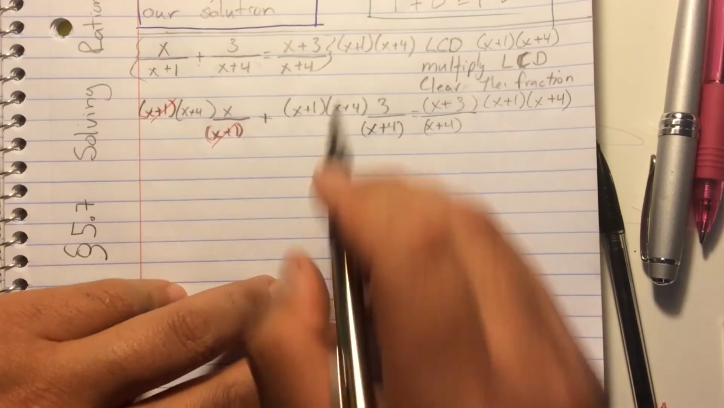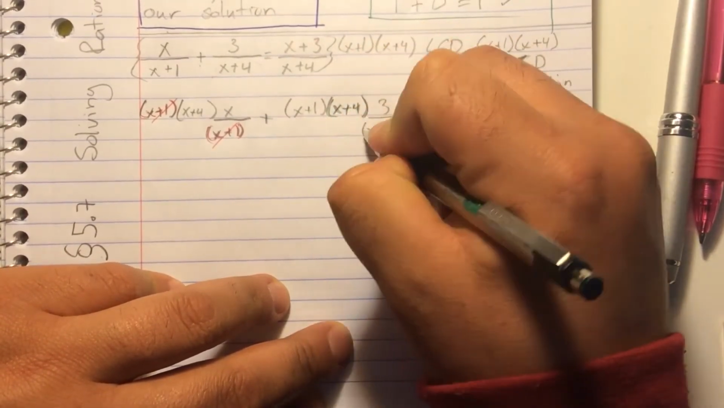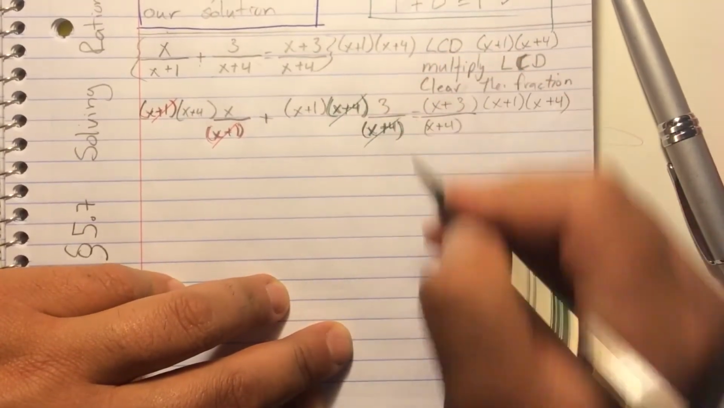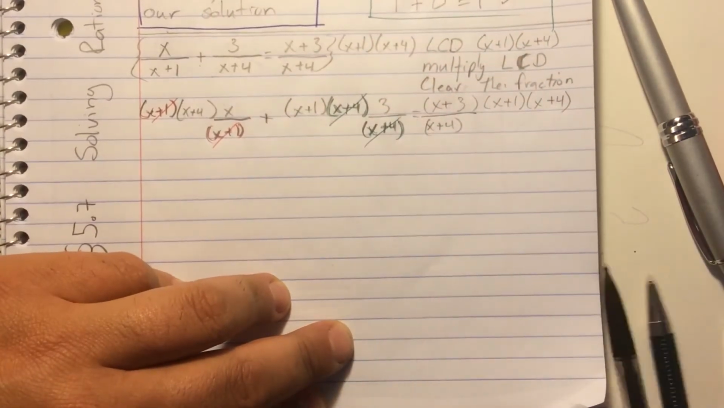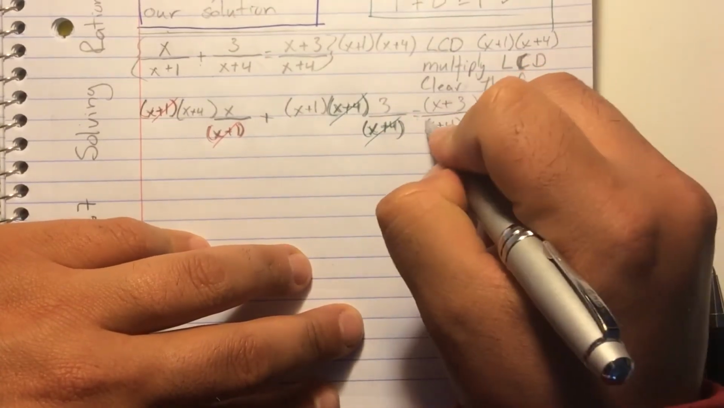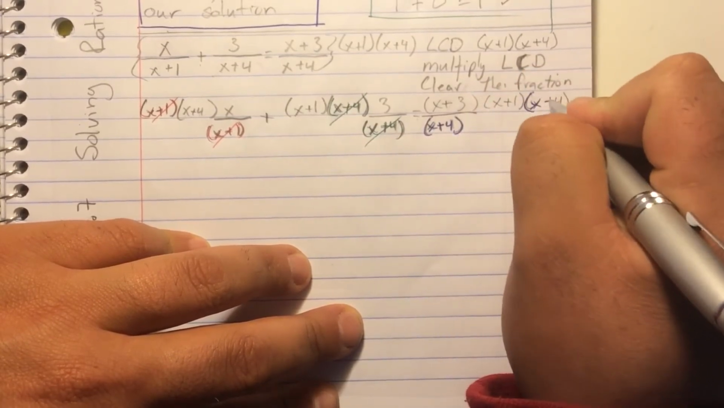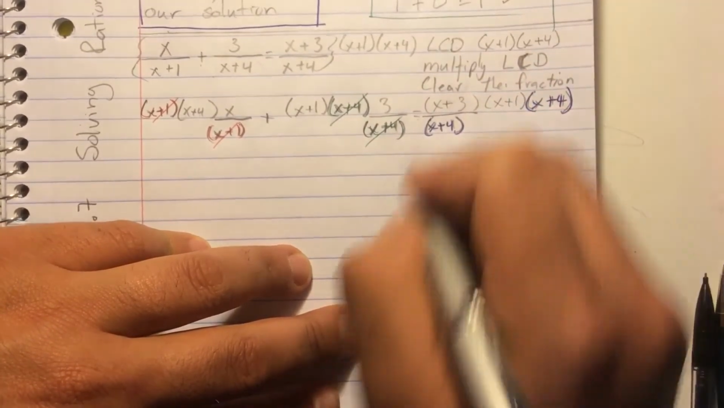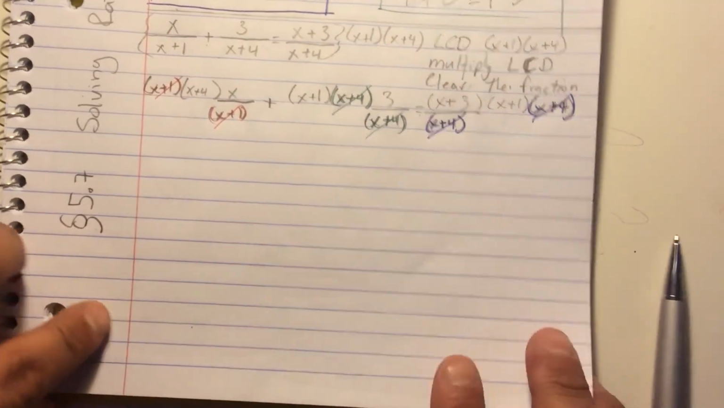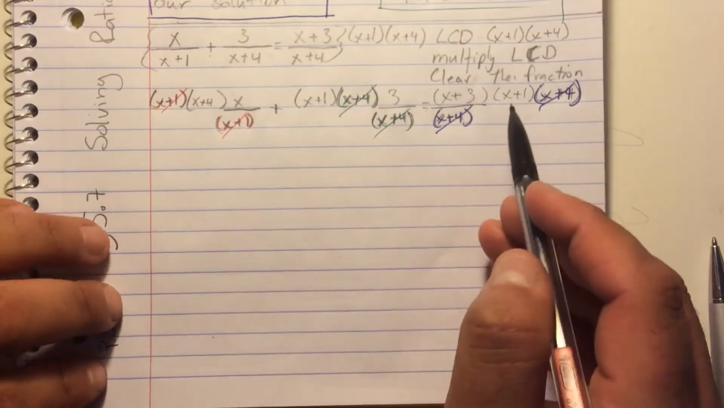If we look at this one here, these share an x plus 4. So we can go ahead and simplify these out here. And we'll do the last one that we have in blue, which is another x plus 4 over x plus 4. So we're going to reduce these as well. Alright, so these are the common factors we have.